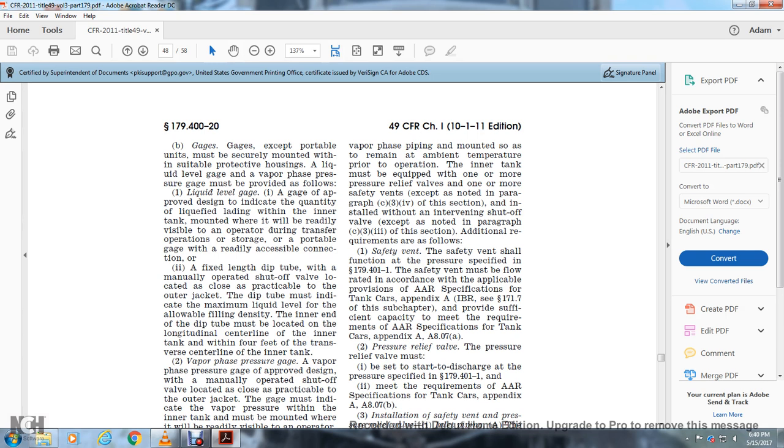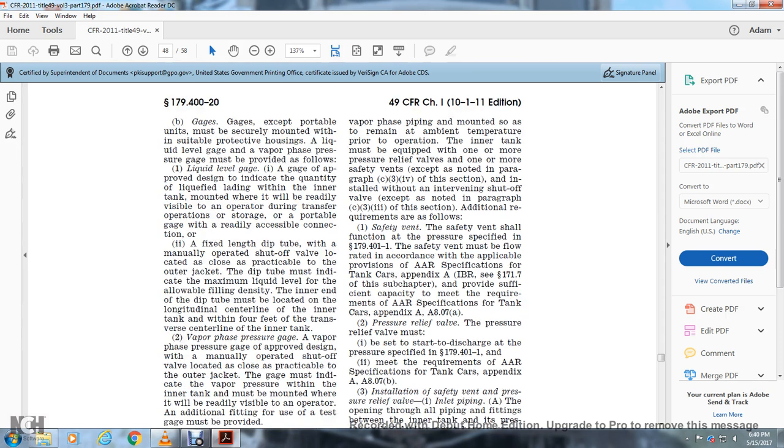Additional requirements are as follows: the safety vent shall function as specified in section 179-4011. The safety vent valve must flow at the rate in accordance with the applicable AAR specification for tank cars, appendix A, with the IBRC 151-7 subchapter, to provide sufficient capacity to meet the requirements of the AAR specification for tank cars, appendix A 80.007. A. The pressure relief valve.